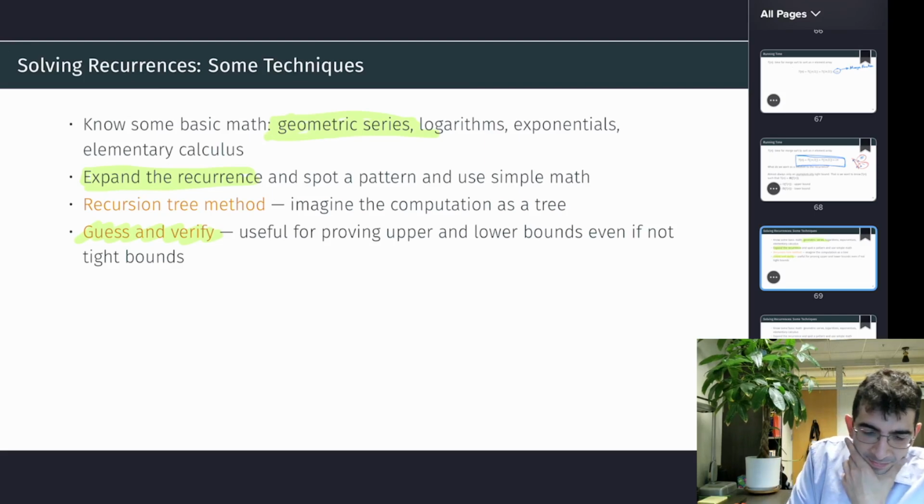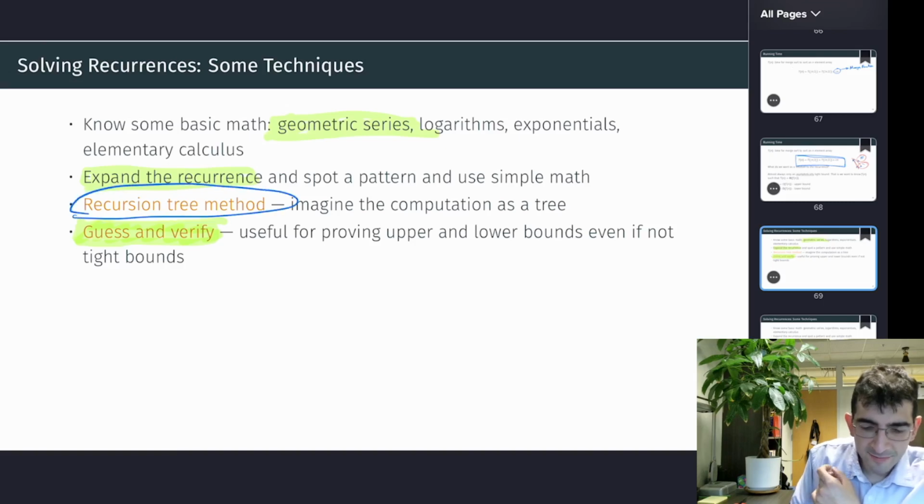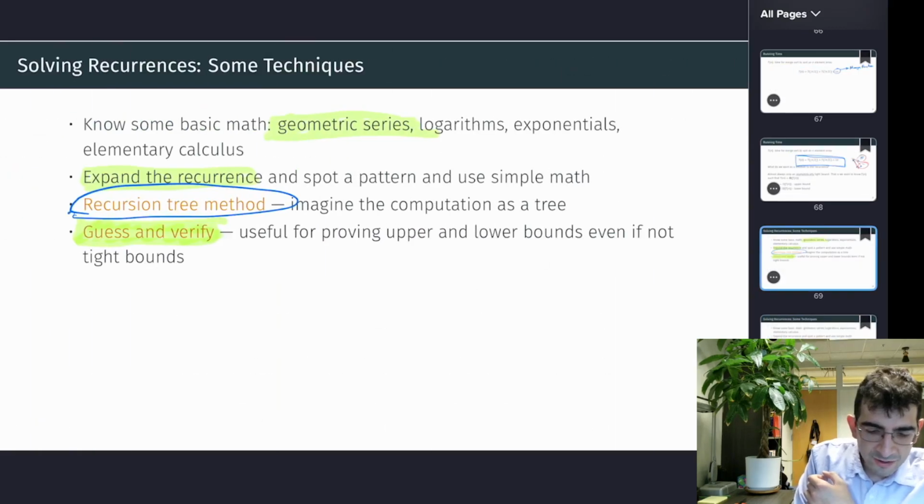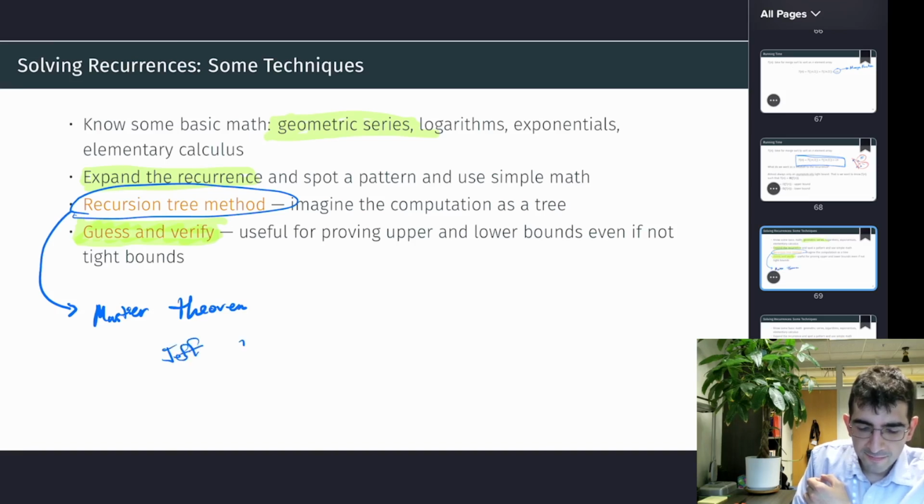Now, these are the very basic methods mathematicians use. But the biggest method that we're going to use in this course is simply the recursion tree method, which is basically expanding the recursion tree like we did, looking at the amount of work done on each level, then the number of levels, and multiplying those two together. And this is actually written as the master theorem in Jeff Erickson's algorithms book.